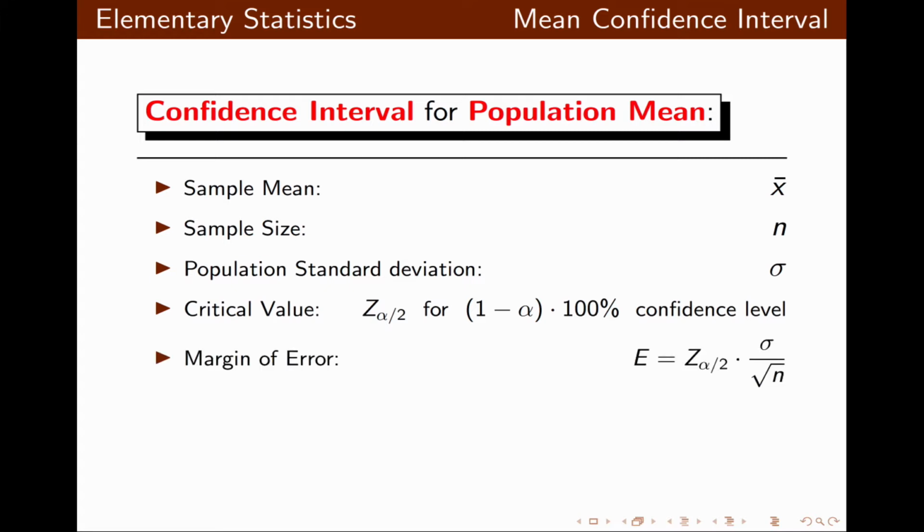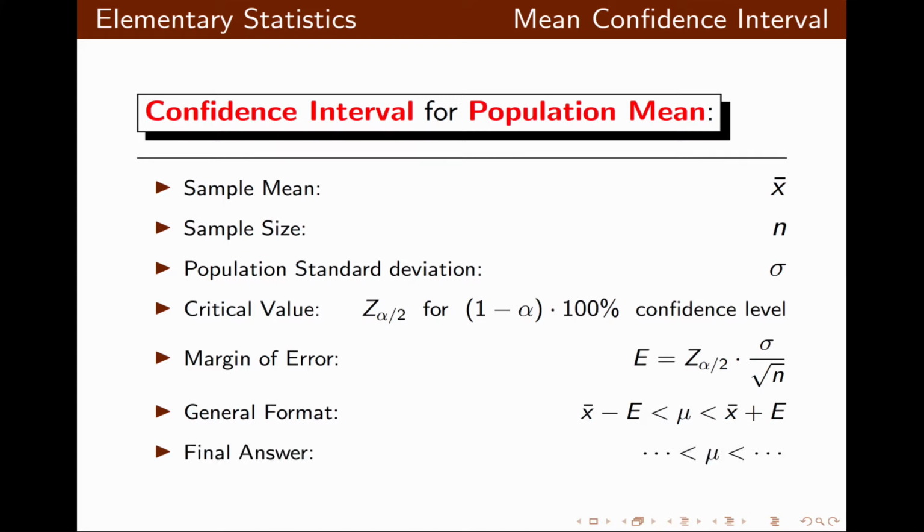Apply these values to the formula for the margin of error, which is z alpha over 2 times sigma divided by the square root of n. The general format for the confidence interval for the population mean is x bar minus the margin of error and x bar plus the margin of error. And then we go ahead and simplify the last answer.